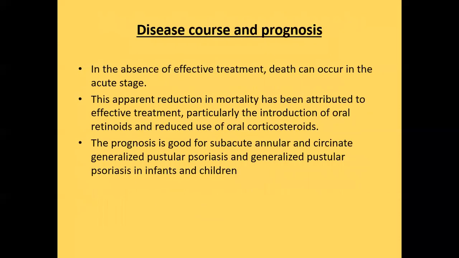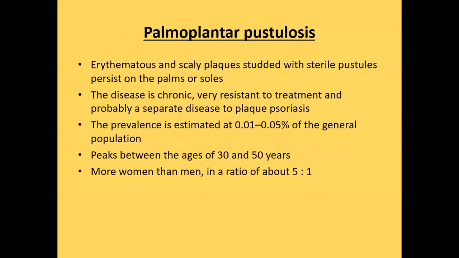Disease course and prognosis. In the absence of effective treatment, death occurs in the acute stage. There is an apparent reduction in mortality because of the effective treatments, particularly after the introduction of retinoids, and reduced use of oral corticosteroids in psoriasis. Prognosis is good for subacute, annular, and circinate generalized pustular psoriasis and generalized pustular psoriasis of infants and childhood.